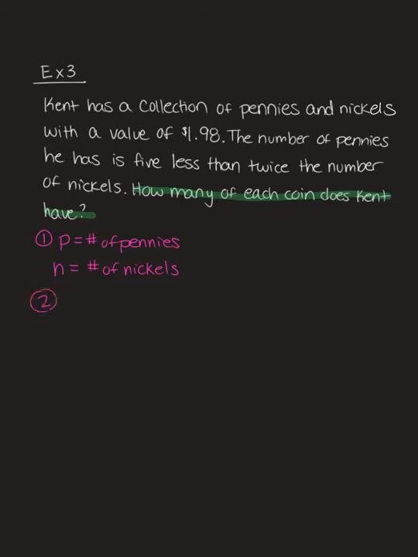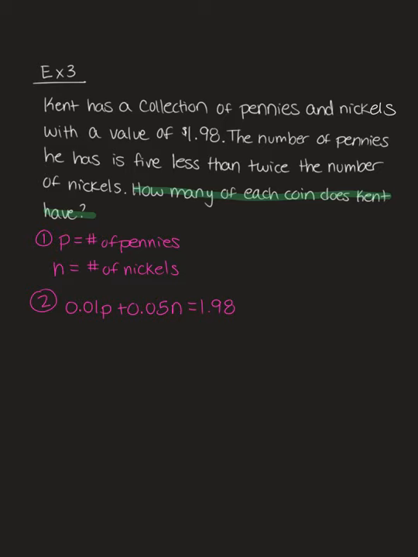So now we need to set up equations. Each penny, that's 1 cent. A nickel is 5 cents. And the total amount is $1.98. So we can say that 0.01 times the number of pennies plus 0.05 times the number of nickels must add up to $1.98.